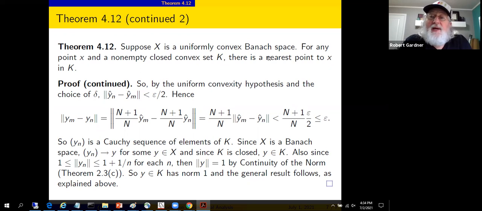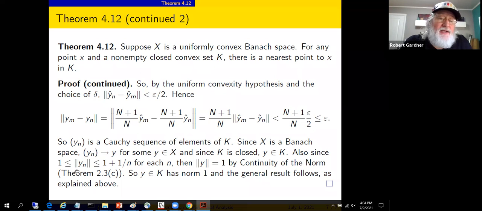X itself is a Banach space. Not sure we use that yet. Well, it's a Banach space, so this Cauchy sequence converges. Say it converges to y in the space, but set K is closed. I don't think we use that yet either. But a closed set contains its limit points, Theorem 2.2.a part 3, which we've used so many times. So this limit point y must also be in K.